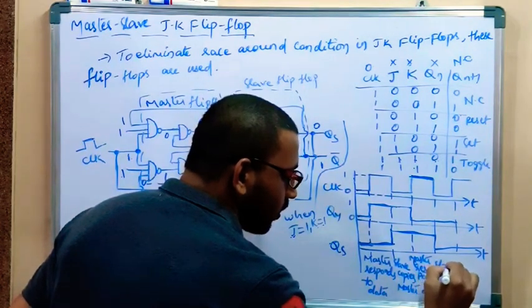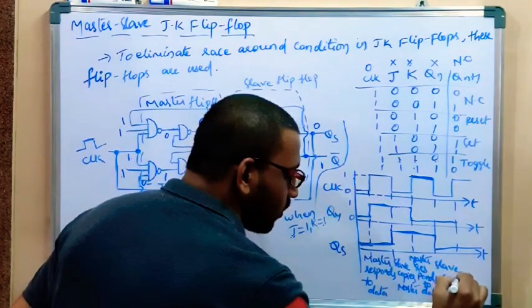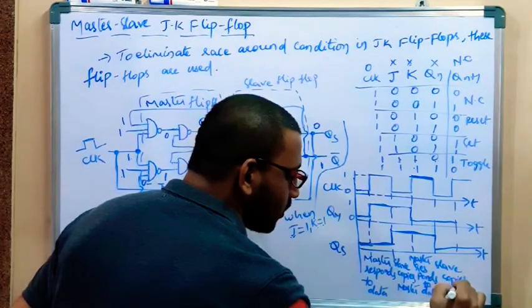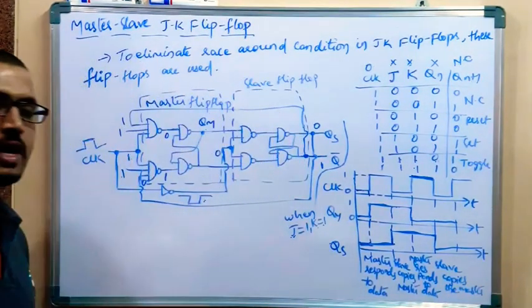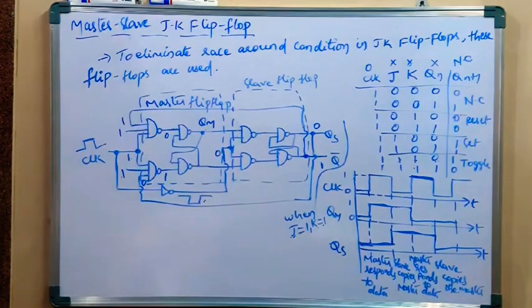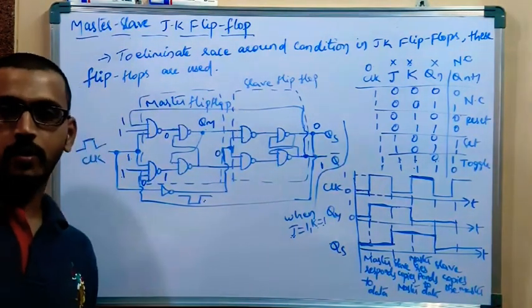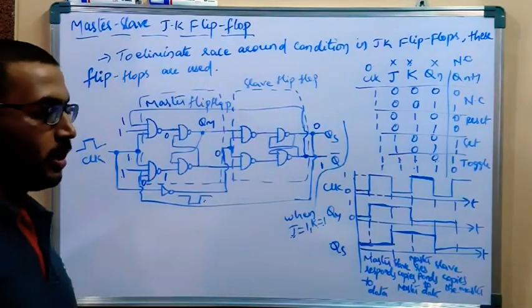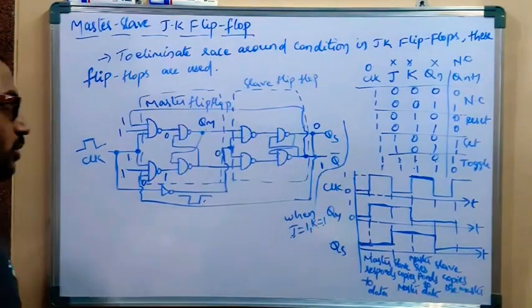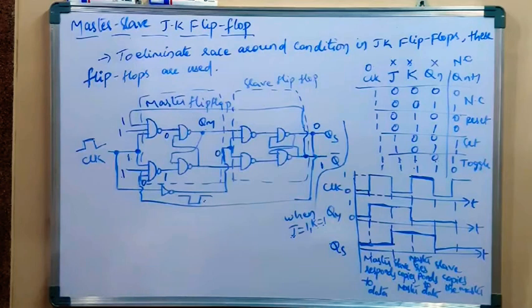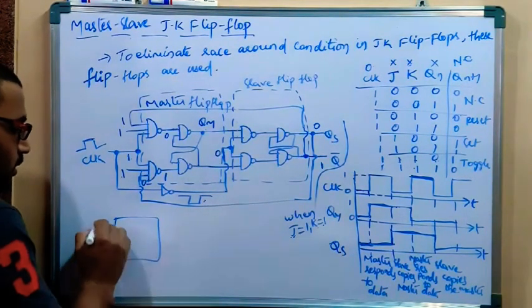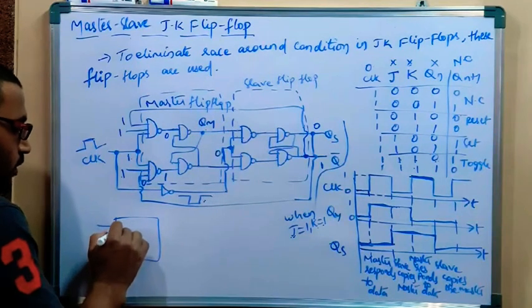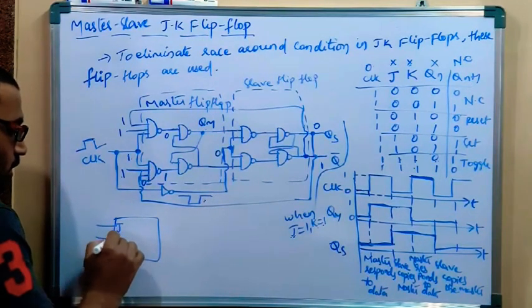This is slave, and the slave copies the master. So if a question is asked in your final exam, draw the logic diagram of master slave JK flip-flop and explain the operation. You have to draw this logic circuit and you have to explain the operation. So the logic diagram for this is this one: J, K, clock.